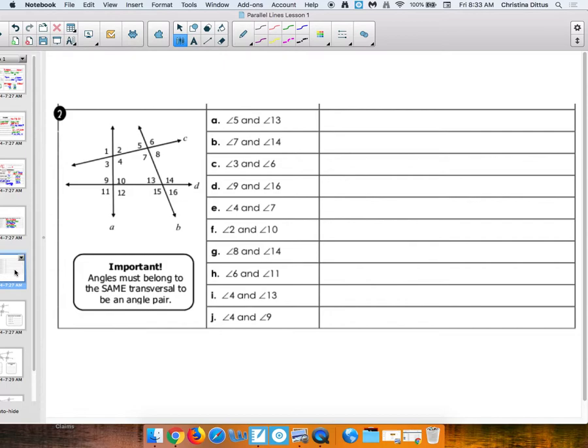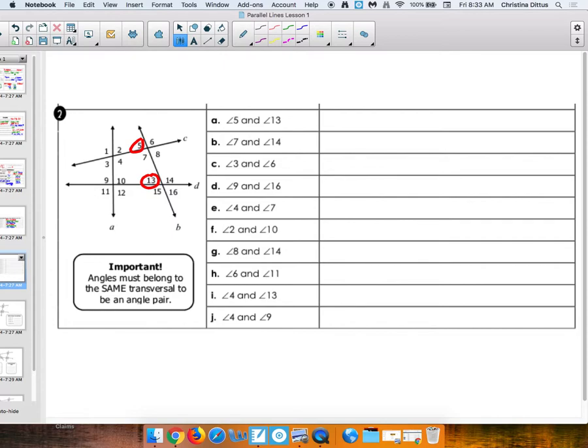Are they all transversals at this point? Because they're all intersecting 2 lines. Yes. Good catch. So if I'm talking about 5 and 13, does that only involve one transversal? Can we even relate them? Yes. If I look at C being my 2 lines and B being my transversal, I can relate them. How can I relate them?